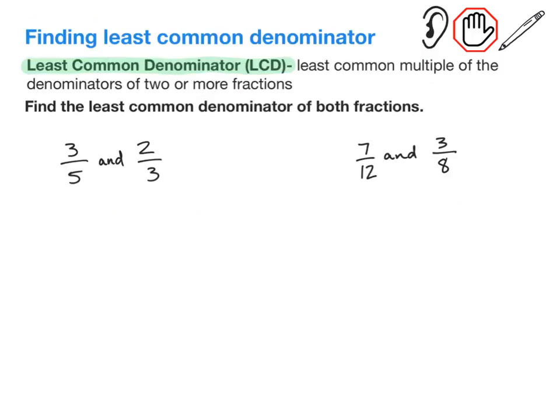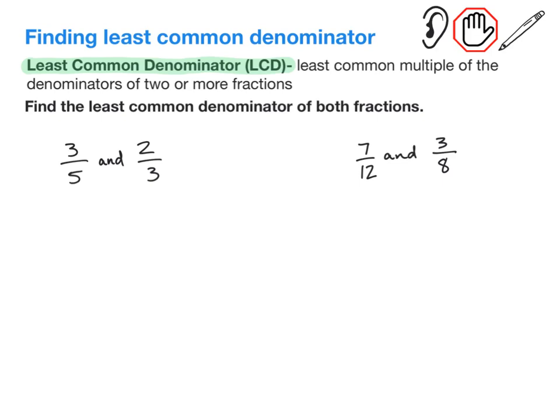Okay, for our next skill, we're finding the least common denominator. Remember that the least common denominator, or the LCD, is the least common multiple of the denominators of 2 or more fractions. So it's the smallest common multiple of 2 numbers. So let's find the least common denominator of both fractions.